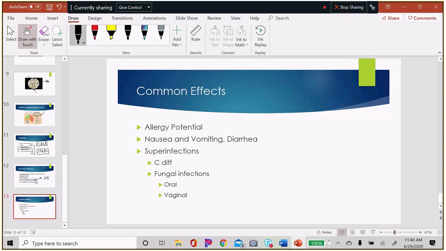Common effects of all antibiotics. All antibiotics have the potential to cause an allergy. Some are more known for it than others, but they still all have that possibility. Certainly there's a range of presentation for allergies. It could just be the itchy rash, the hives, all the way up to anaphylaxis. So your advice to that patient is always dependent on the symptoms they have.